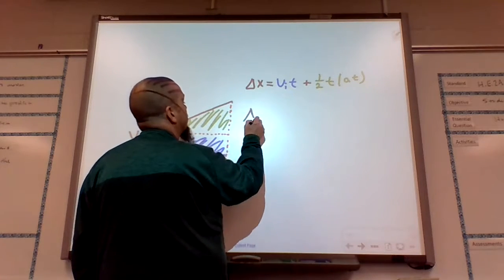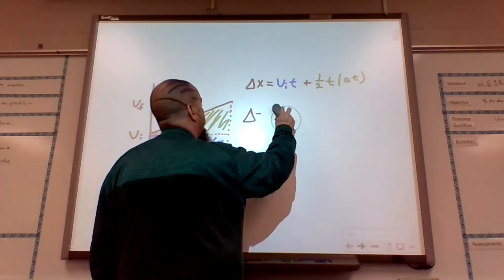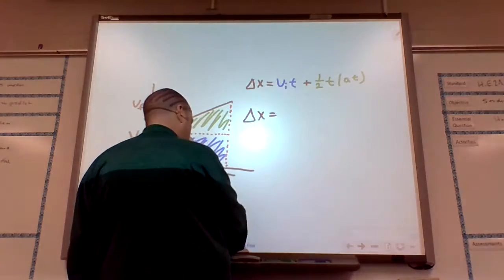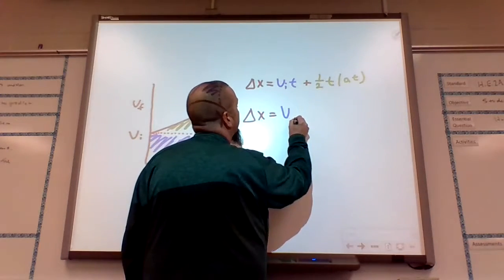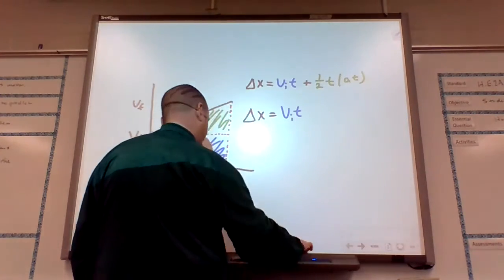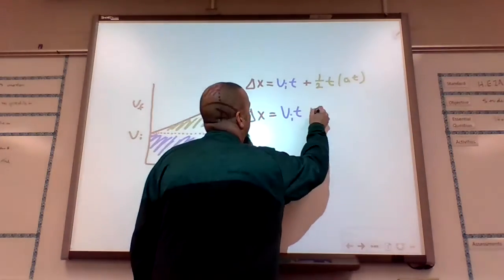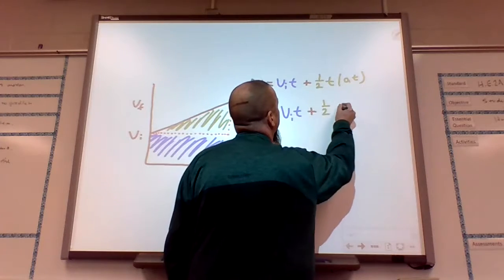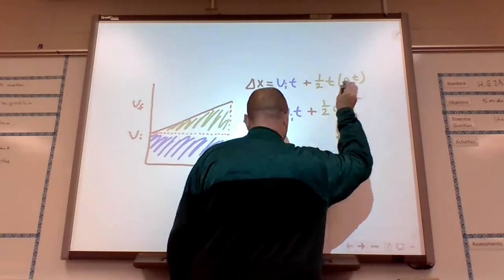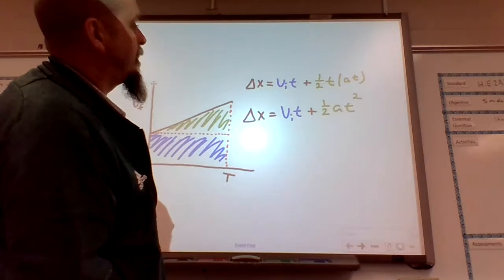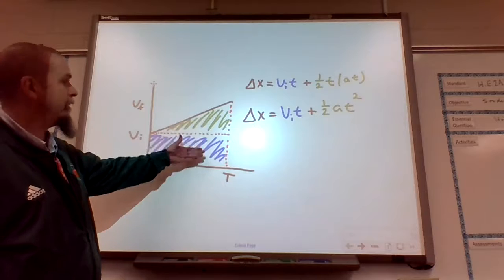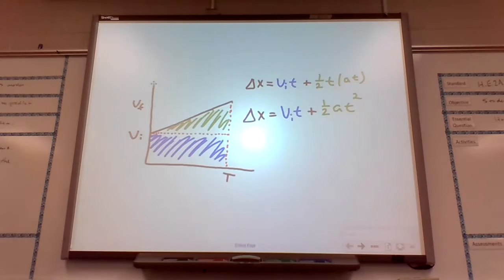So what we end up doing to wrap this all up is that little simplification, writing this equation as delta x equals the rectangle part, VI times T, plus our new triangle part, 1/2 A T squared. So that is our third kinematic equation and where it comes from. And basically what that equation does is calculate the area under this line, and the area under this line is equal to the displacement of our object.